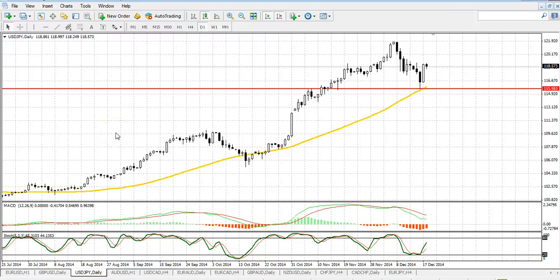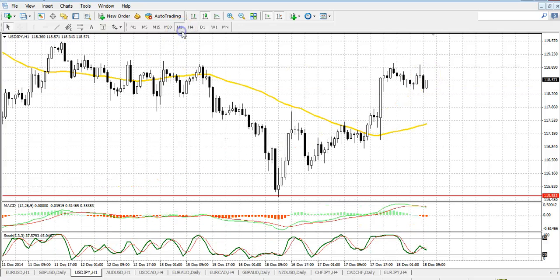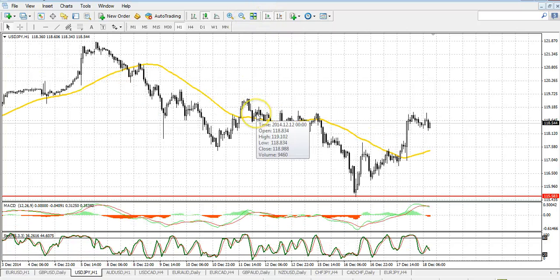On the USD yen, it had a bullish engulf yesterday on the daily. There has been an initial move down today, so you could go long at market if you like. Or you could look for a retrace, but currently on the 1 hour chart it is a bit messy.